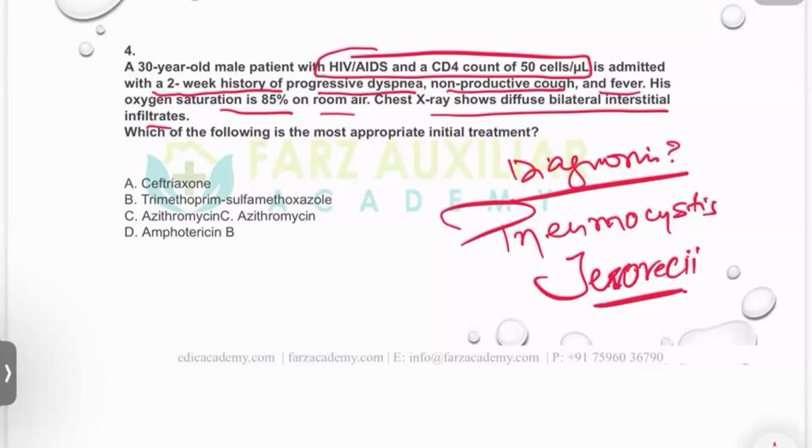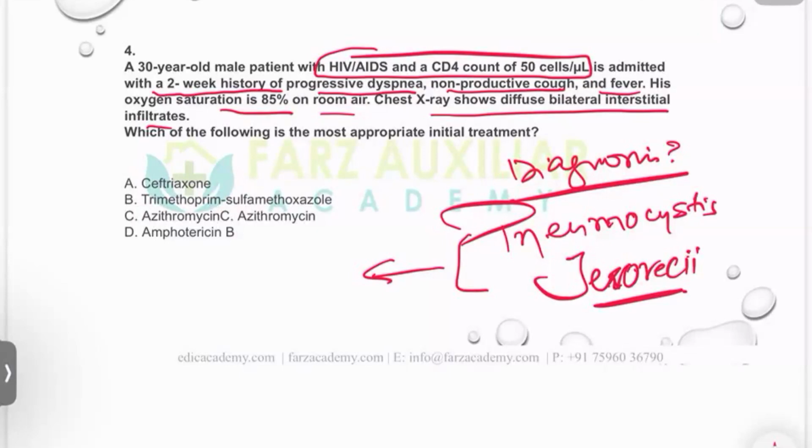So Pneumocystis jirovecii. Okay. So you have diagnosed that this patient has, what is the diagnosis? PCP. What is PCP? Pneumocystis jirovecii pneumonia. Okay. So this patient has Pneumocystis jirovecii pneumonia. And how do you diagnose Pneumocystis jirovecii pneumonia?